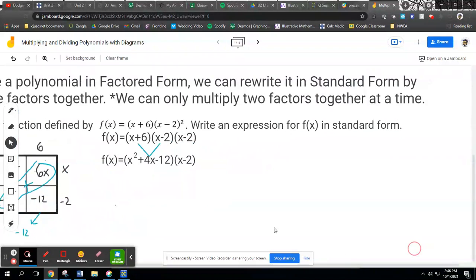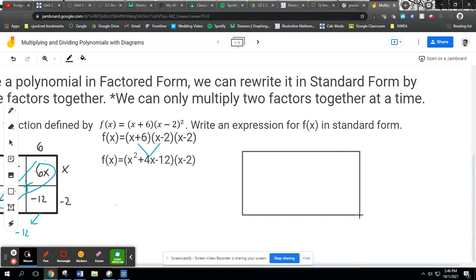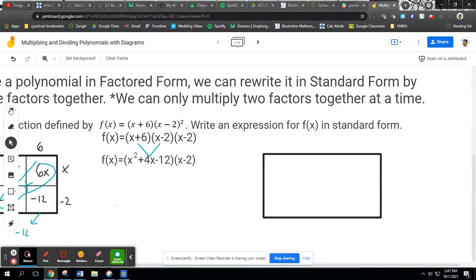So I'll set up another diagram to do that. This one might need to be a little bit bigger. So along the top, I'll have x squared, 4x, and minus 12. You could flip the box sideways if you did x minus 2 along the top and x squared plus 4x minus 12 along the side. That is okay as well. And over here, I'll have x minus 2. Split this up into 3 columns and 2 rows.